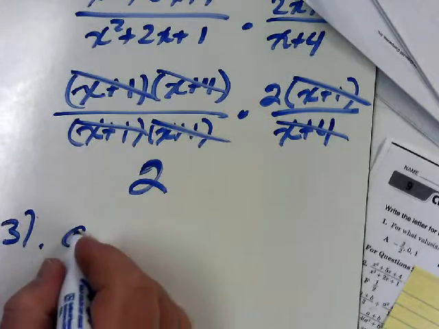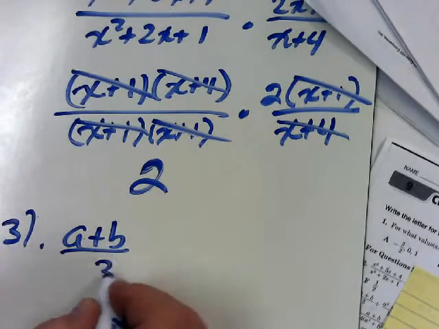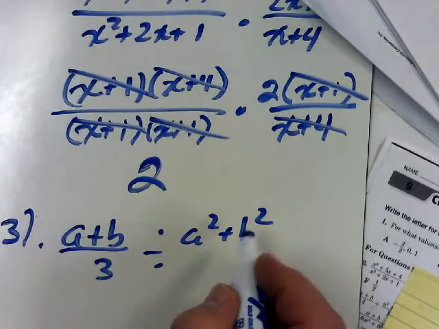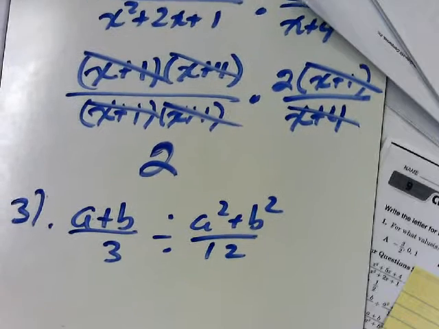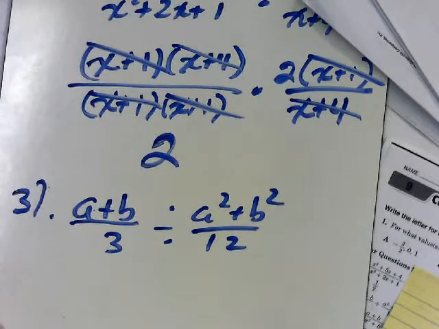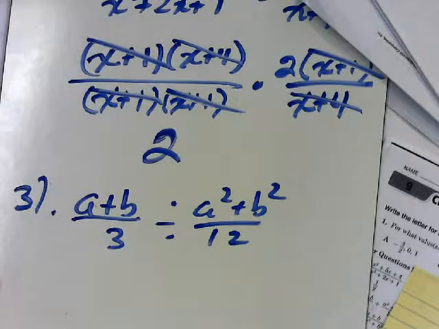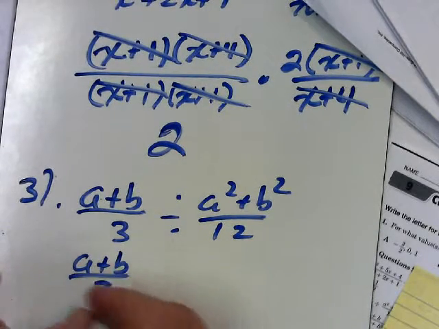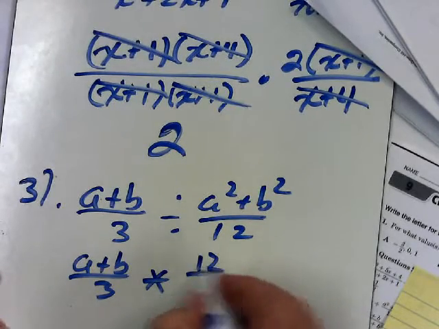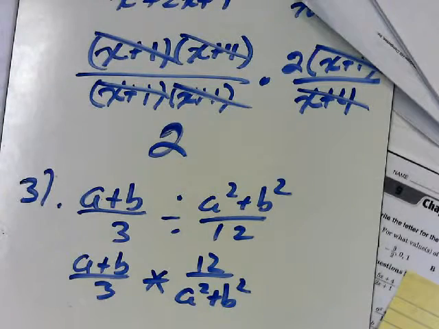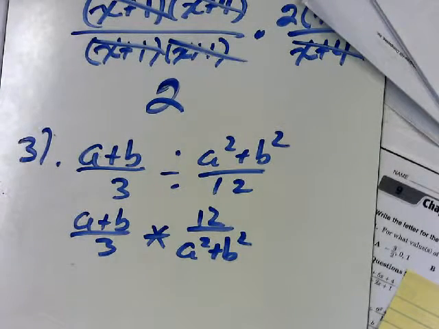Problem number 3, a plus b over 3 divided by a squared plus b squared over 12. What do I do since it's division? So a plus b over 3 times 12 over a squared plus b squared. Can I factor a squared plus b squared?